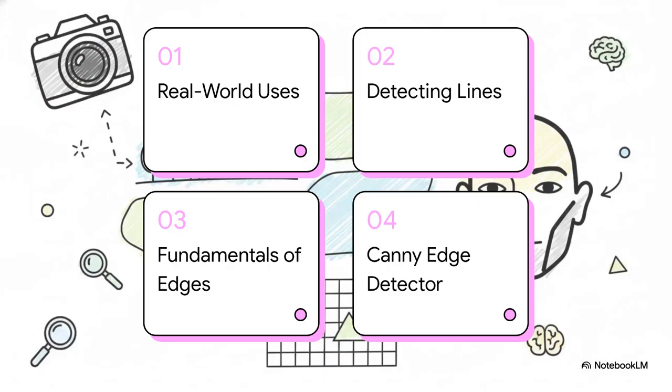Okay, here is our macro to micro journey for today. First, we'll look at real-world uses. Second, detecting lines. Third, the fundamentals of edges. And finally, number 4, the Canny edge detector.